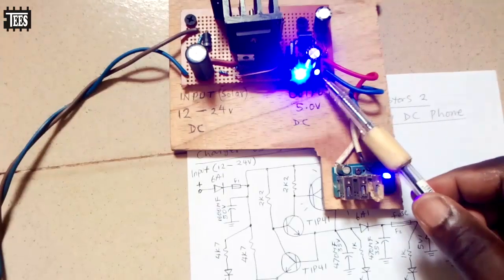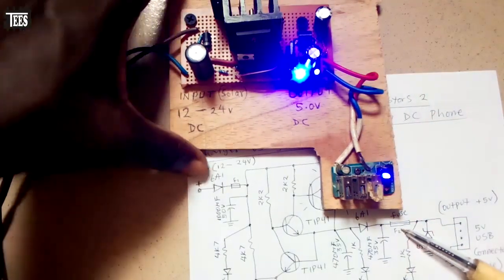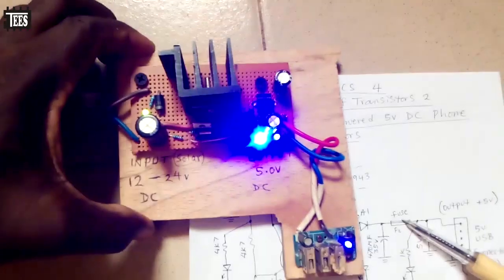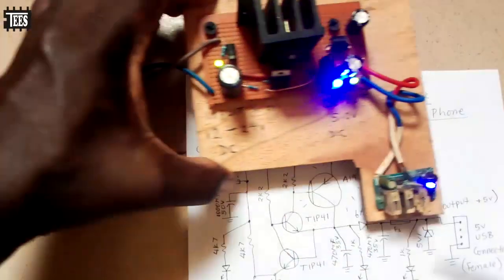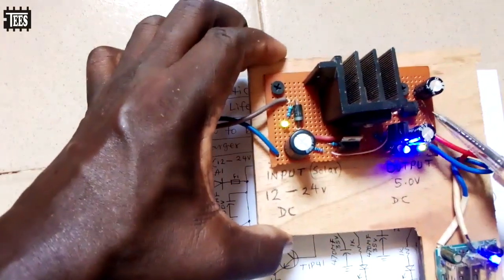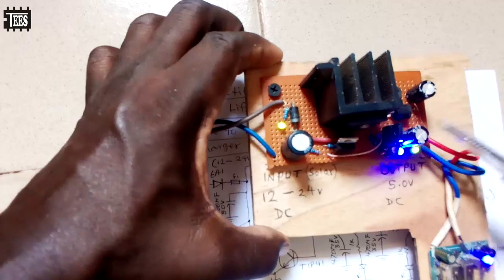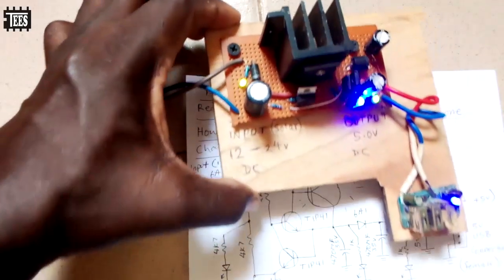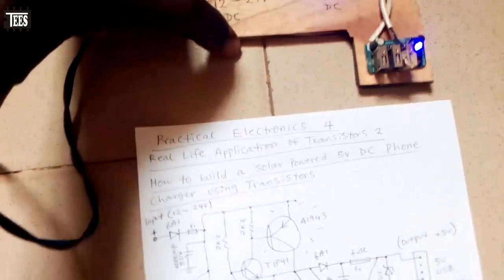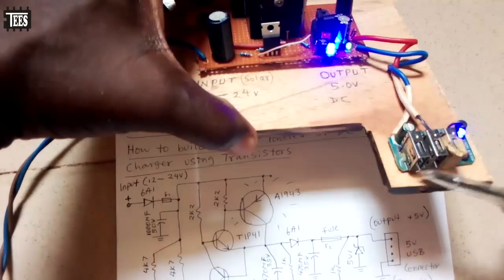So you see the fuse. If this fuse is removed, this LED will go off. So once you see this LED is not coming on, it tells you that something is wrong with the circuit, so you should check the circuit very well. So those are the indicators. Then what we have here are my female USB connectors.